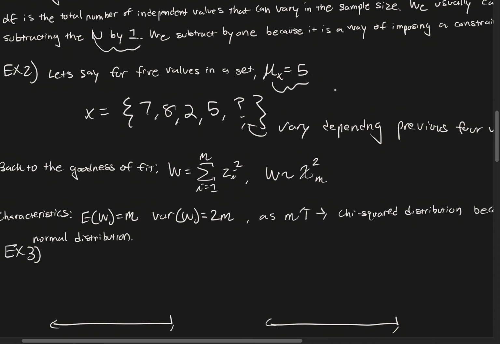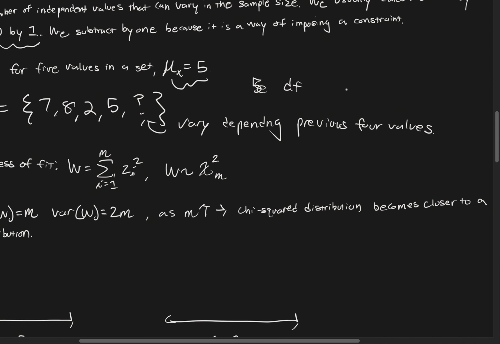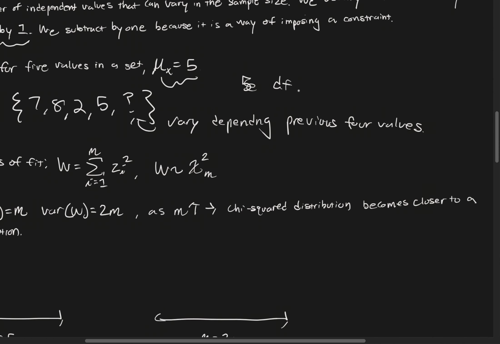So in this case, we subtract the mu by the number of values in the sample size, which is 5, by 1, because we have one variable that is unknown.